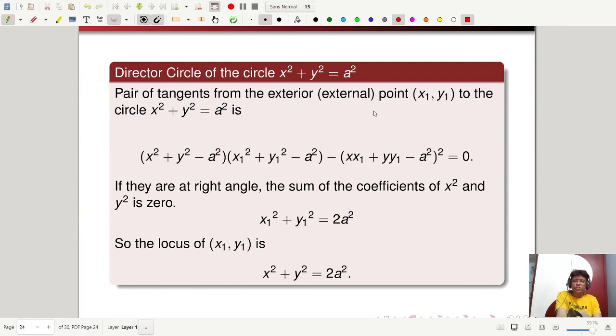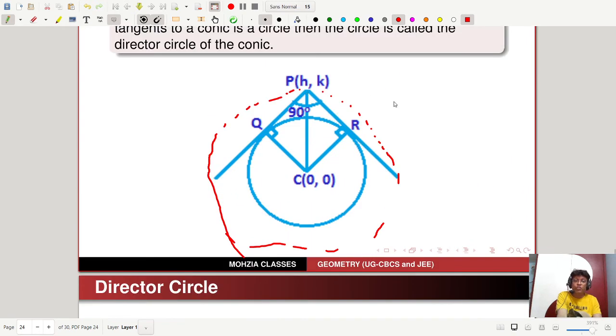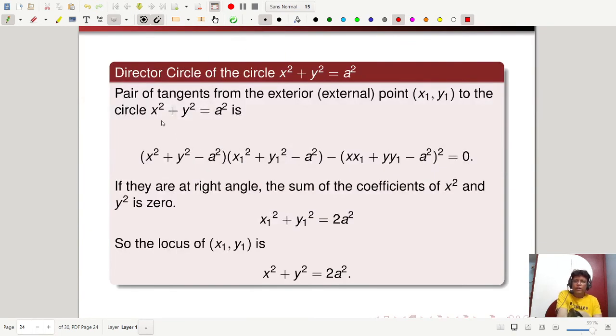Take the pair of tangents from an external point (x1, y1). Let the point P be (x1, y1). Then your pair of tangents is given by this, right? So I am applying S1 equal to T squared. Look at that, you have applied S1 equal to T squared for this circle.